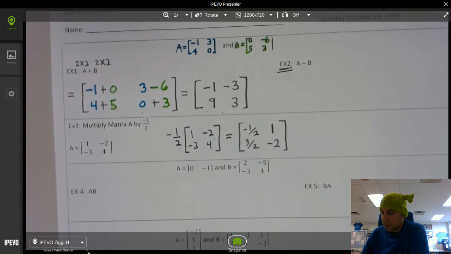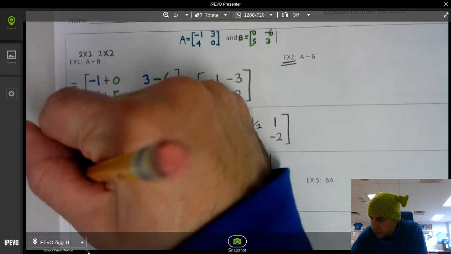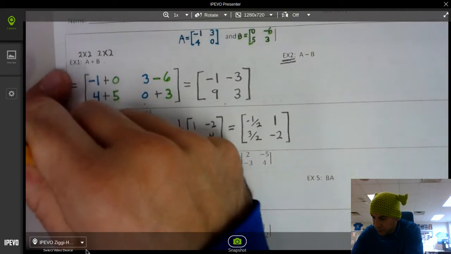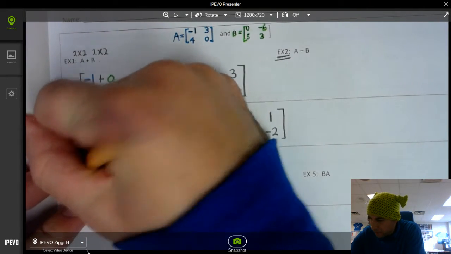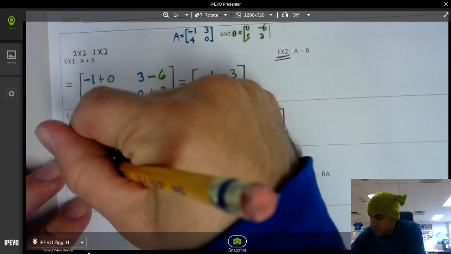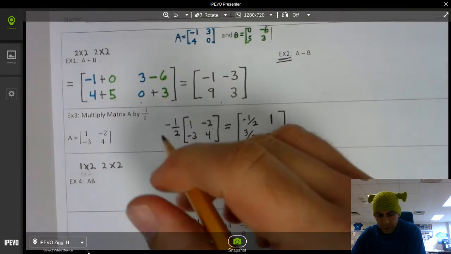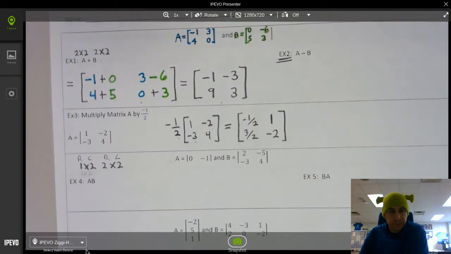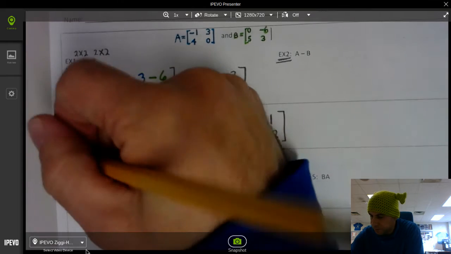All right, so let's look at example 4. Now, when multiplying, you need to make sure the dimensions match up. So A is a 1 by 2. And actually, let me write it up above here. A is a 1 by 2. And B is a 2 by 2. And remember, this is the row, column. So the columns match the number of rows.